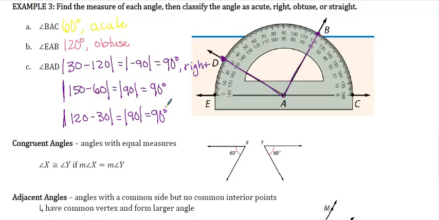Okay, next up, congruent angles. So congruent angles are angles with equal measures. Like here we have X and Y. This one's 60 degrees, this one's 60 degrees, they're congruent. So we are going to say that angle X is congruent to angle Y if the measure of angle X is equal to the measure of angle Y. You'll see that tiny little italicized m, which means the measure.